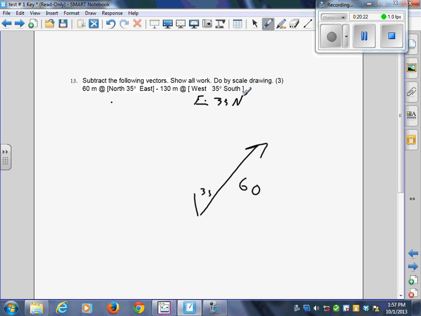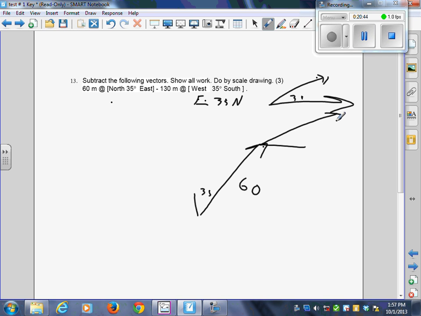East is to the right. 35 north is going to be like this. Okay? So from here, I've got to go east 35 east and then 35 north. So it's something like this. Am I right? Yeah.